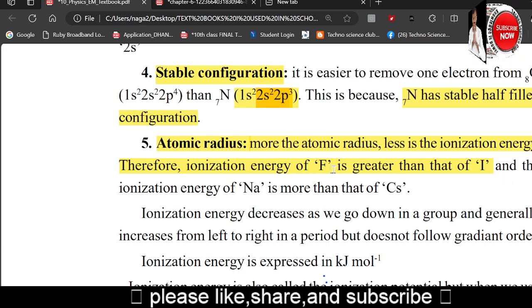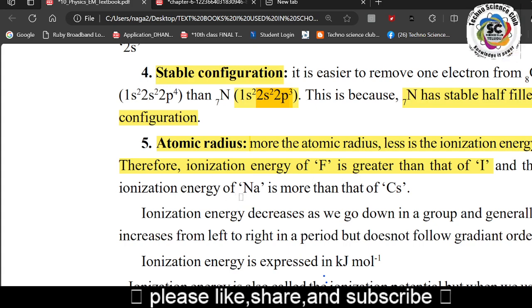Fluorine has a small atomic radius because it has only 9 electrons: 2 electrons in the first shell and the remaining 7 in the second shell. So there are two shells, and it has a small atomic radius. But iodine has more orbitals and more electrons, so its atomic radius is also more. So the ionization energy is less. Atomic radius is more, ionization energy is less.